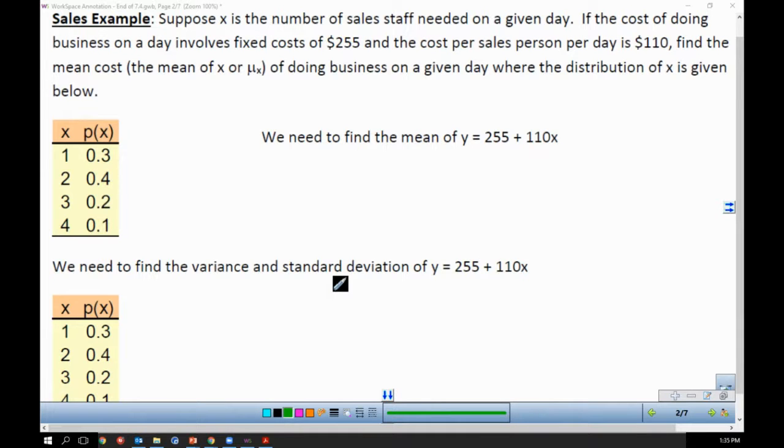We will eventually add, but what do we have to do first before we can add? Multiply x and the probability. Perfect. So this table is big enough that I can just extend it. So I'm going to extend it. We need to multiply x times the probability of x.